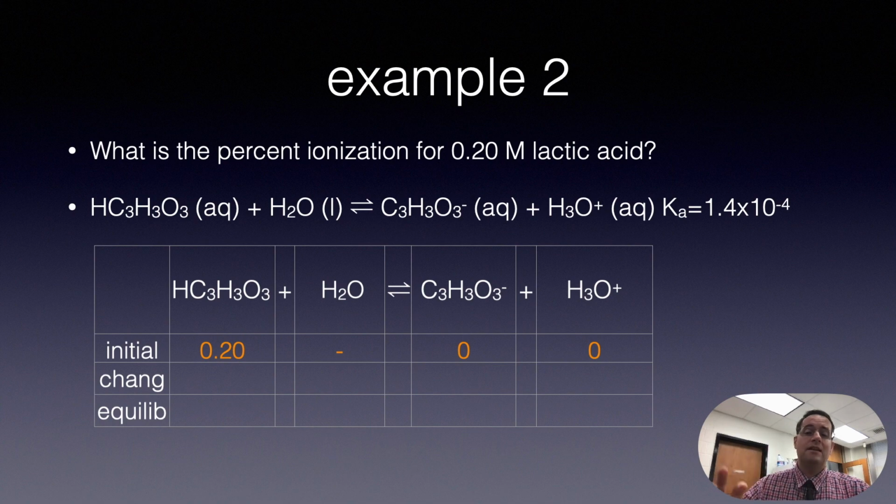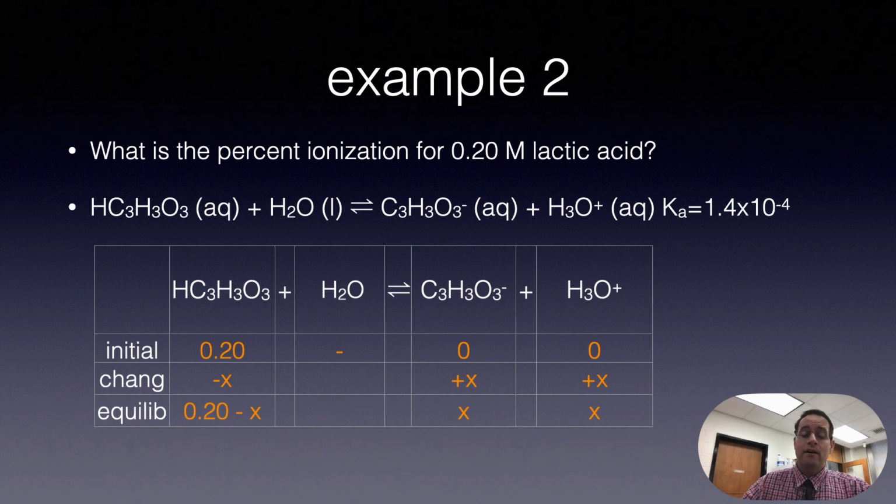So again, remember where you put the changes. We put the plus x's under the zeros, and we put the minus x on the opposite side of the equation. So we're going to have minus x on the left, plus x, and plus x for our two products. And then to calculate the equilibrium, we just add up those two columns. So 0.20 minus x and x are the final equilibrium quantities involved in this equilibrium.